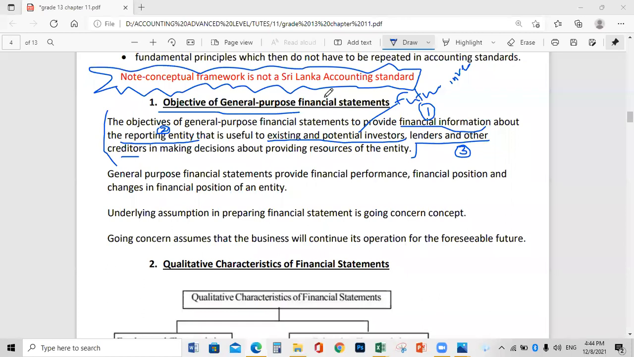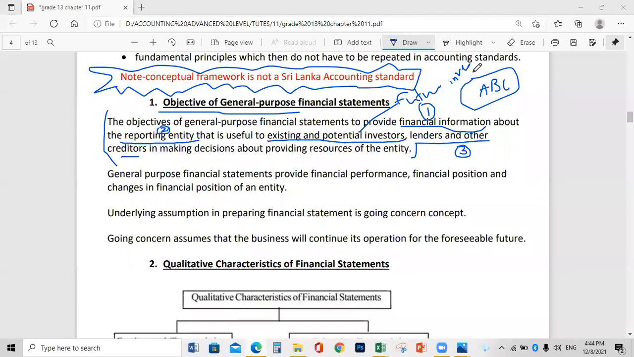Guys, you are asking me what is a reporting entity. The reporting entity is the company you are going to report about. For example, if accountants are preparing financial statements about ABC company, the ABC company is the reporting entity. Are you clear?